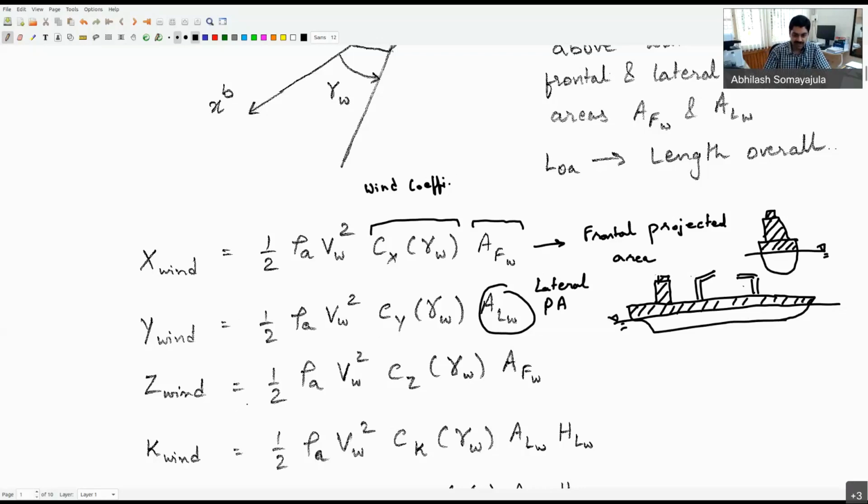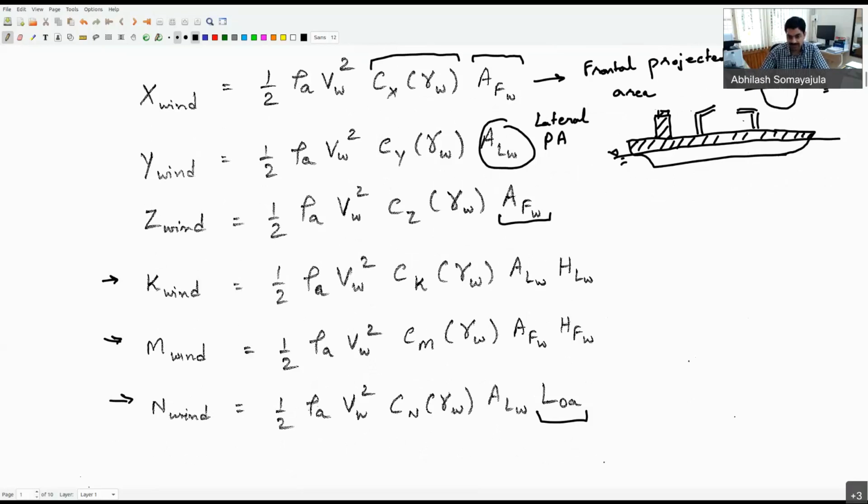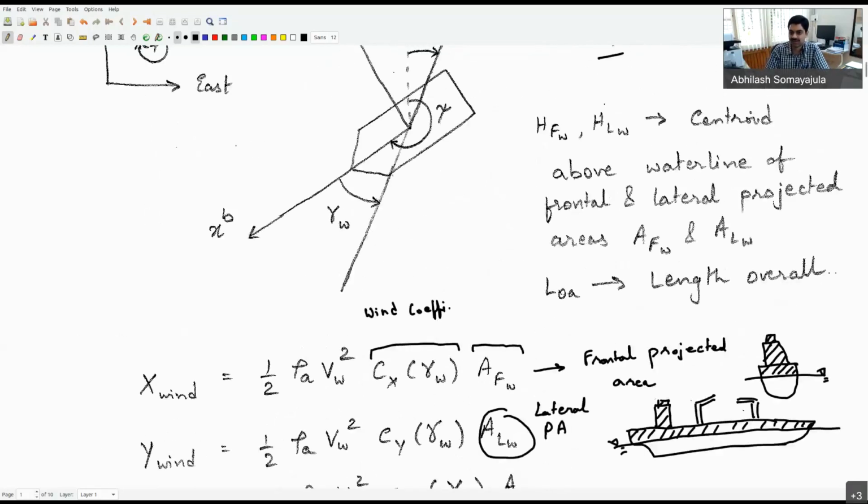Okay, again for the wind, we still choose the frontal projected area as the reference value. Okay, and for the roll, pitch, and yaw, you will see that there's not just an area, it will be an area times a length. Okay, so in terms of the yaw, we have seen this before. LOA represents the overall length of the vessel multiplied by the lateral projected area. When we come to the pitch, we see the frontal projected area multiplied by a distance HFW, and that represents the centroid above the water line of the frontal and the lateral projected area.